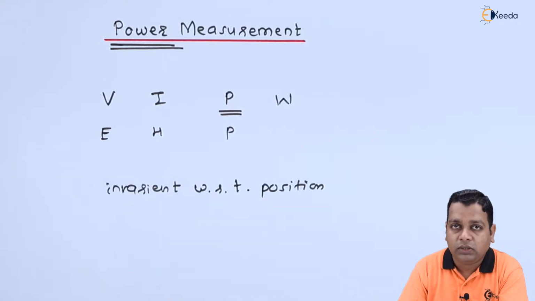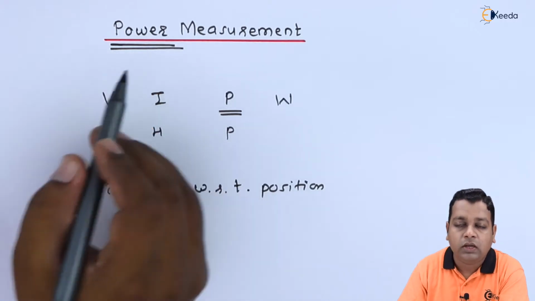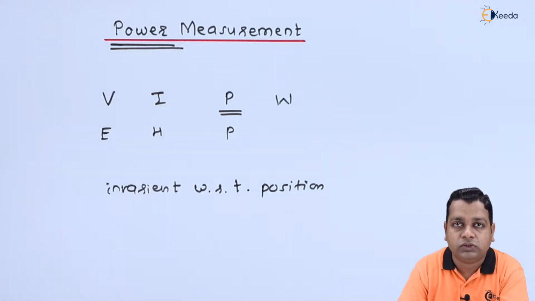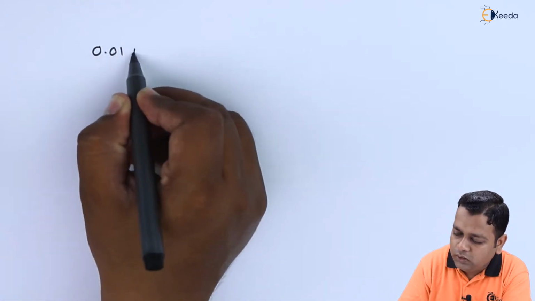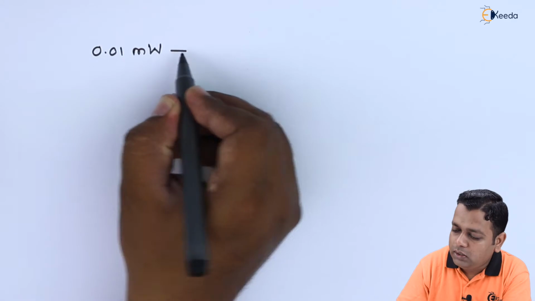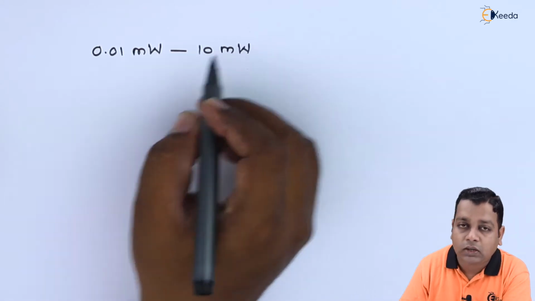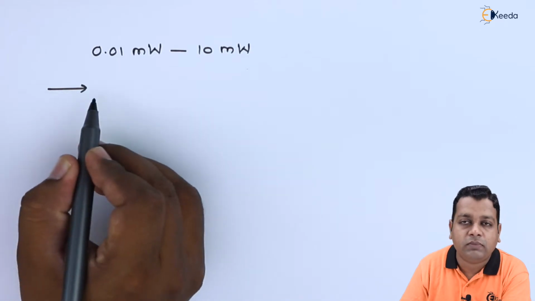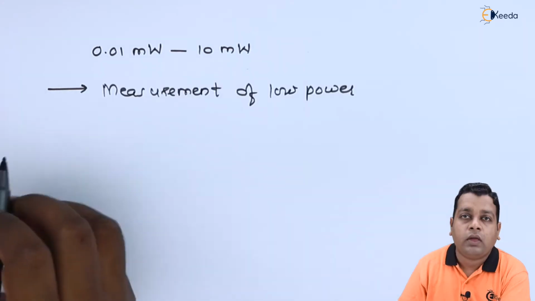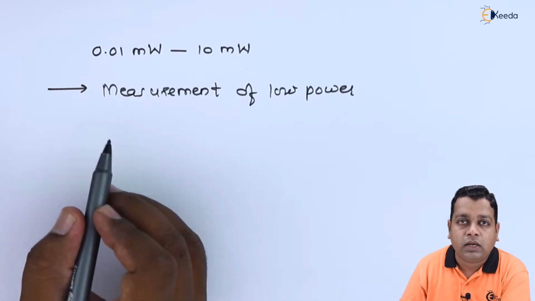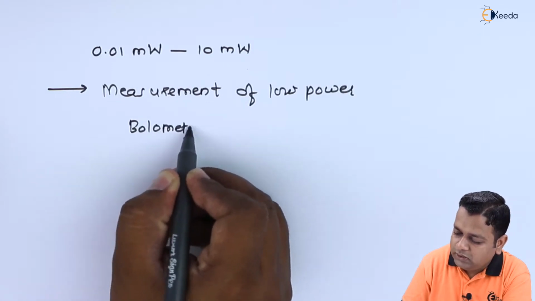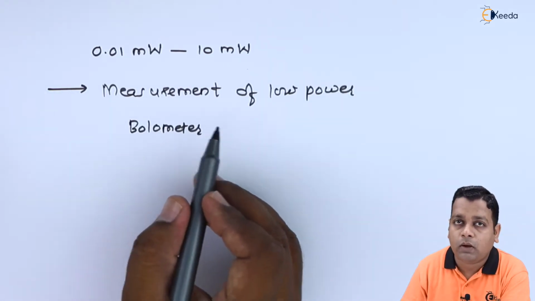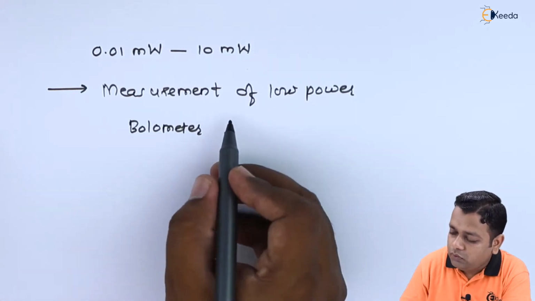Now based upon the magnitude of this particular power, we have different techniques to be used for the measurement purpose. So for example, if we have the power measurement from 0.01 milliwatts up to 10 milliwatts, for this range we call the power measurement the measurement of low power. And for the measurement of low power, the technique used is the bolometer here. So the bolometer is a device with which we can have the low power measurement made possible here. So bolometer technique.